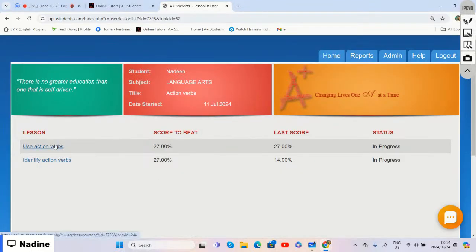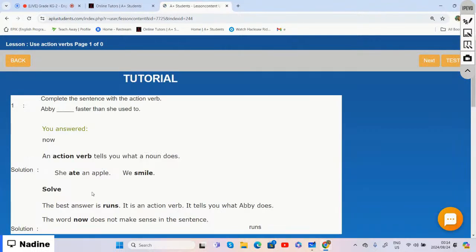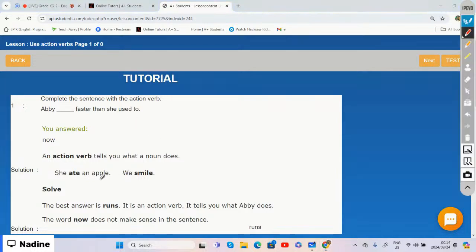So we're going to use our action verbs. And we say that an action verb tells us what a noun does. And we said she ate an apple, and ate is our verb that tells us what she is doing. And we also have another example that says we smile. And smile tells us what we are doing.